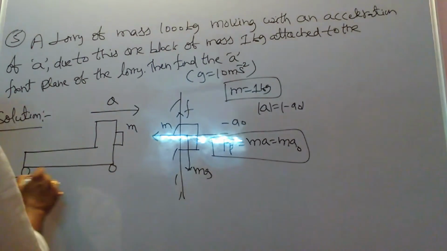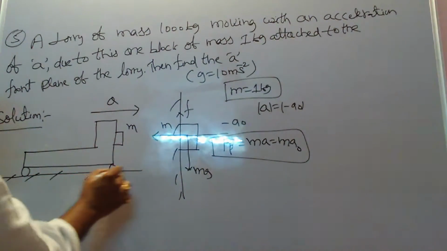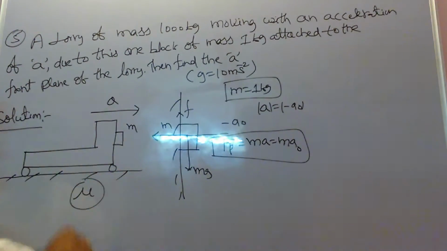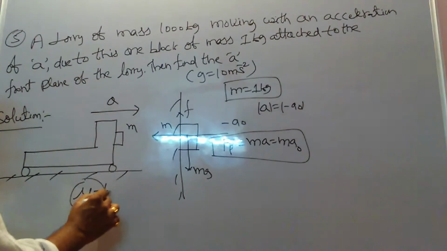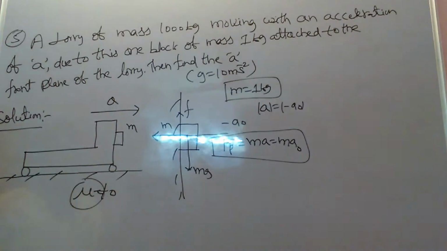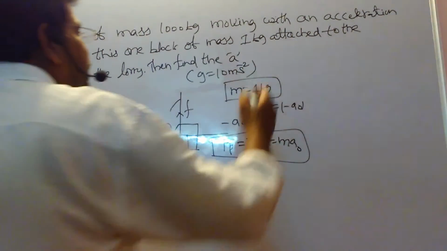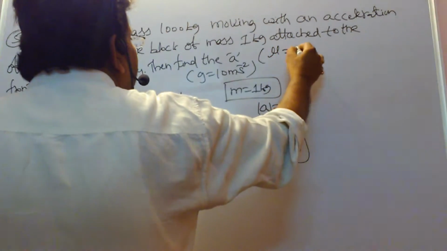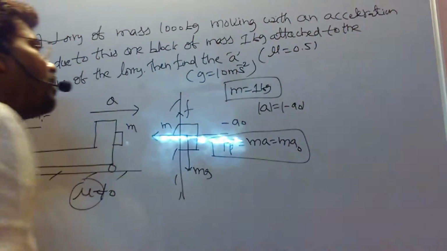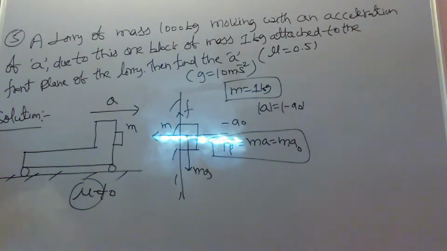So this is one lorry. It is moving on a road, having definitely some friction, so its coefficient of friction is not equal to 0. Here you take the coefficient of friction as 0.5. Here I am not telling about mu s or mu k. So that simply belongs to coefficient of friction.